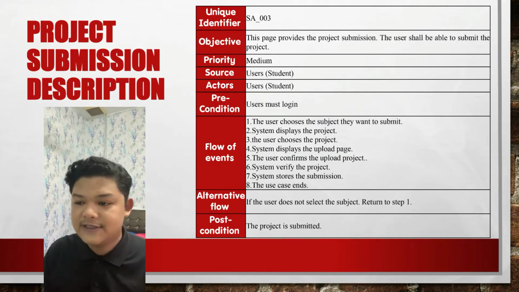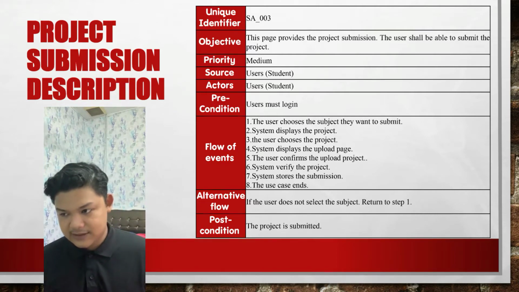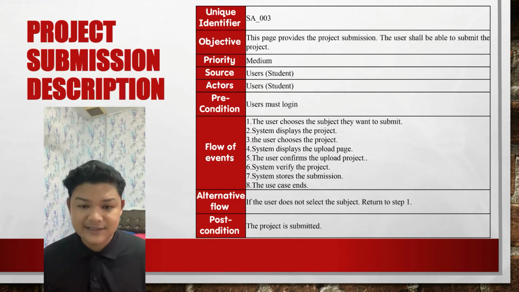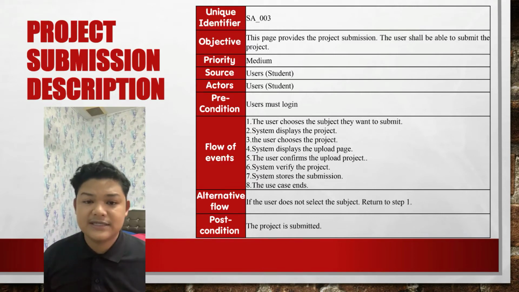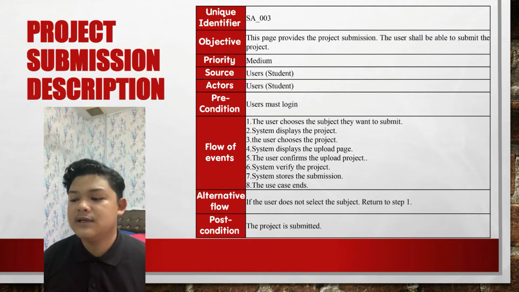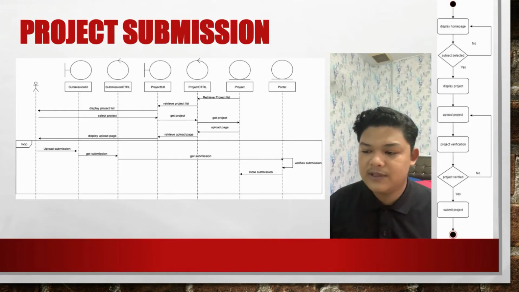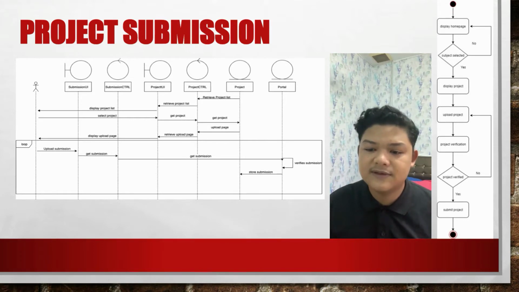Next we go to the third use case, which is project submission or submit project. Okay, the objective of this use case is that this page must provide the project submission, and the user, which is the student, shall be able to submit the project. The priority for this use case, we set it to medium, and the source is from the users, which is student and coordinator and lecturer, all the actors, and also actors use the same as source. And the precondition before they access the project submission is the users must log in, same as the view result.